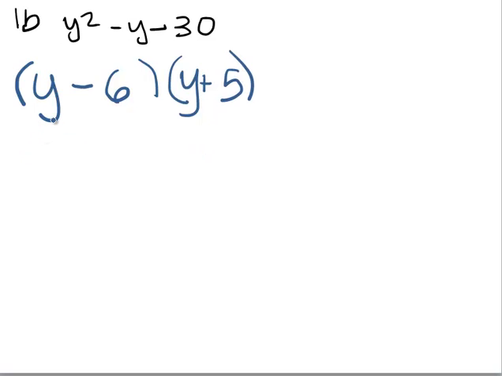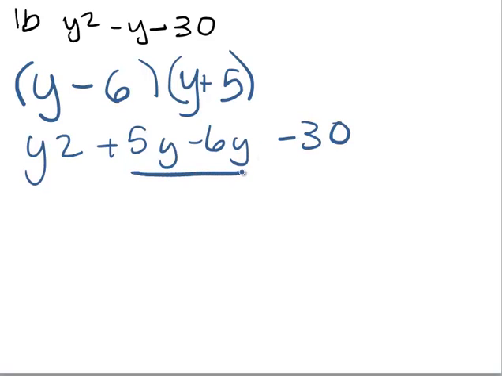So let's test it. y times y is y squared. y times 5 is 5y, minus 6y, minus 30. These combine to be minus y, so y squared minus y minus 30. It worked. Okay, and let's go on.